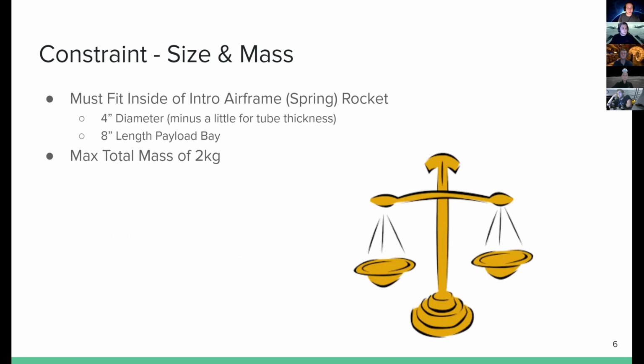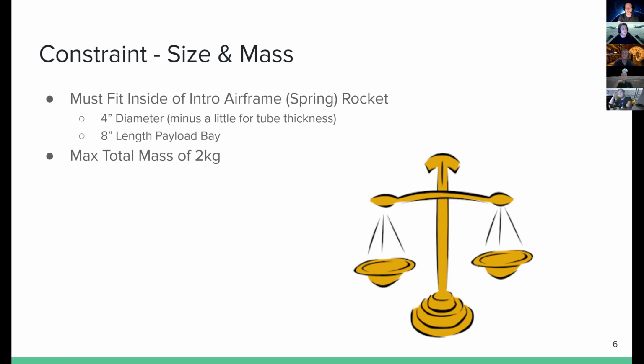These are relatively straightforward. So the first constraint is the size constraint, and that is that it must fit inside of an Intro airframe rocket. The reason for this is probably relatively obvious, because if it can't fit in the rocket, it can't exactly be launched by the rocket. So just so you guys are aware, that is a 4-inch diameter rocket. So the space that you will have to work with is actually a little bit less than 4 inches, because that's a 4-inch outer diameter. The inner diameter is minus 2 times the thickness of the body tube.